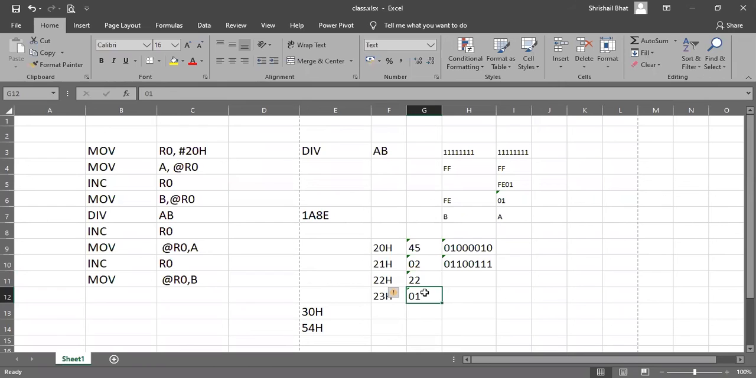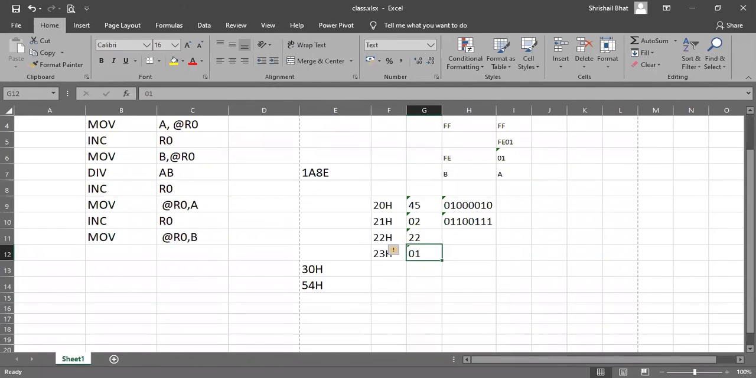In fact, this will be given in the question, like divide two numbers which are at 20H and 21H and store the result in 22H and 23H. So that way it can be asked. Anyway, all these things are there in the program.